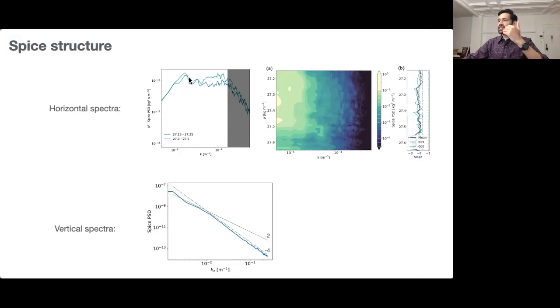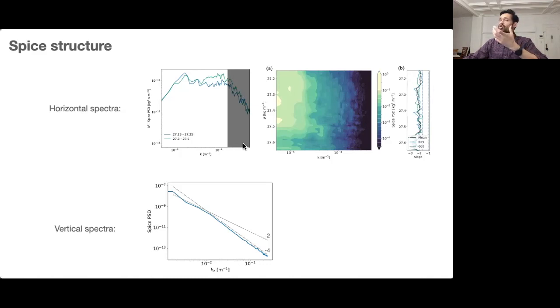What we see from scales of about 100 kilometers, which is basically the largest scales that we can resolve from our sections, down to the smallest scales of about 5 kilometers, is that the spectra follows a power law of k to the minus 2. After that, this drop-off is essentially an artifact of interpolation. In the next panel, I'm showing the spectra at different isopycnals. And in the final panel, the slope of the spectra in the 100 kilometer to 5 kilometer range has been plotted, showing that the slope is about minus 2 over most of the isopycnals.